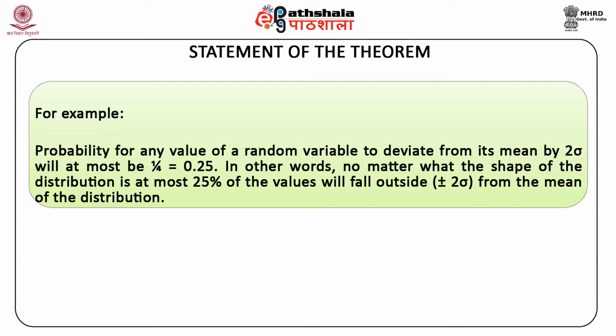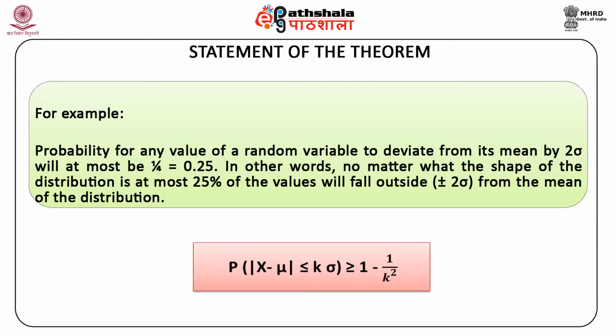An alternative way to express Chebyshev's inequality theorem is: the probability of modulus of x minus mu being less than or equal to k sigma is greater than or equal to 1 minus 1 upon k square. That is, at least 1 minus 1 upon k square is the probability that any random variable x will lie within plus minus k sigma distance from its mean.